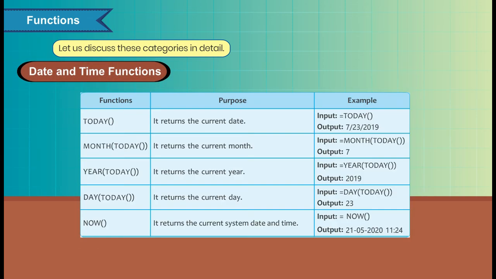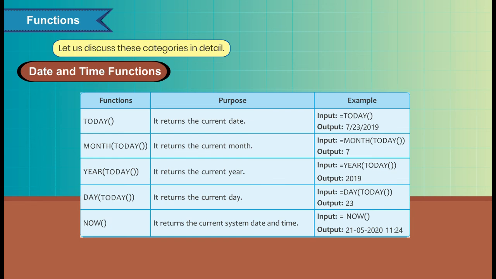Date and time functions. TODAY(). It returns the current date. Input: TODAY(). Output: 7/23/2019. MONTH(TODAY()). It returns the current month. Input: =MONTH(TODAY()). Output: 7. YEAR(TODAY()). It returns the current year. Input: YEAR(TODAY()). Output: 2019.